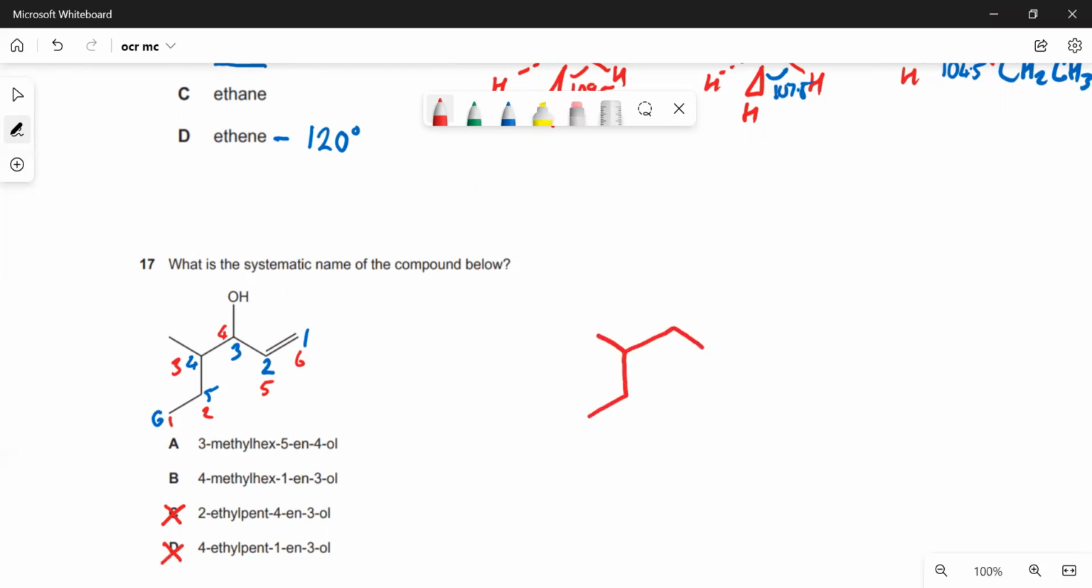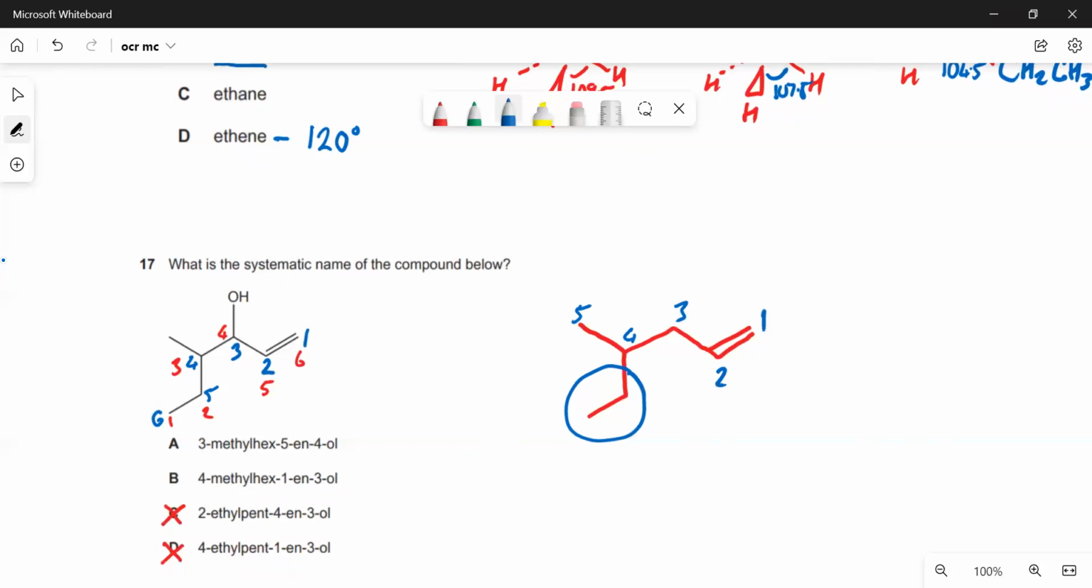They're trying to trick you into thinking, oh, this is pent, like 1, 2, 3, 4, 5, and then call this an ethyl substituent. Well, that's not right to do that. You should always go for the longest carbon chain, which is 6. Okay, so it's got to be A or B.